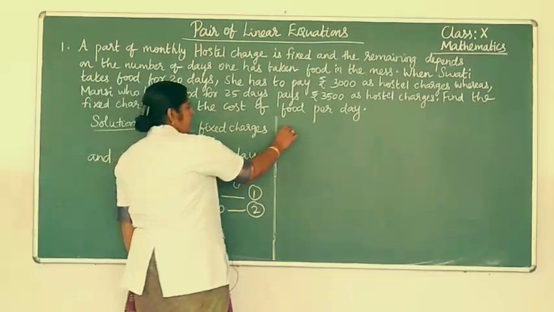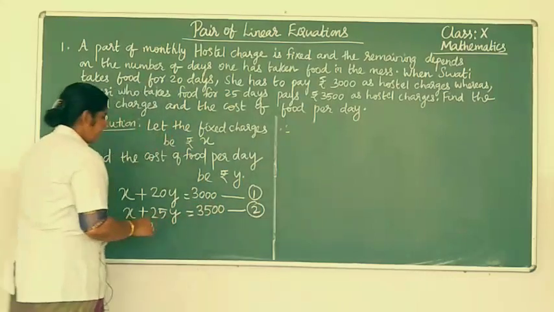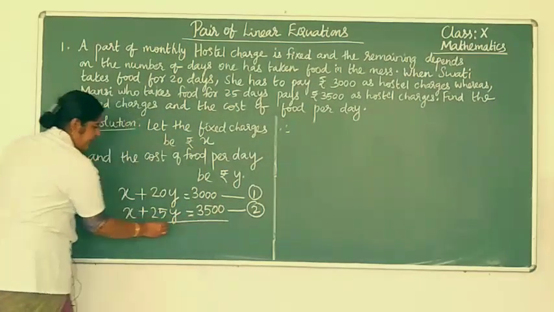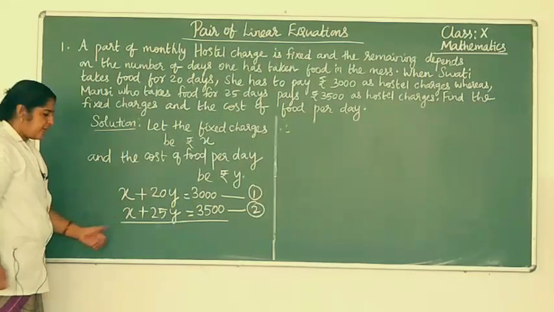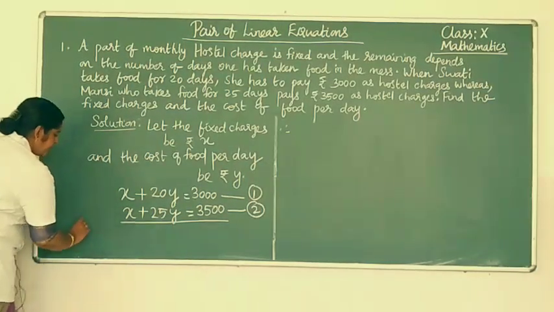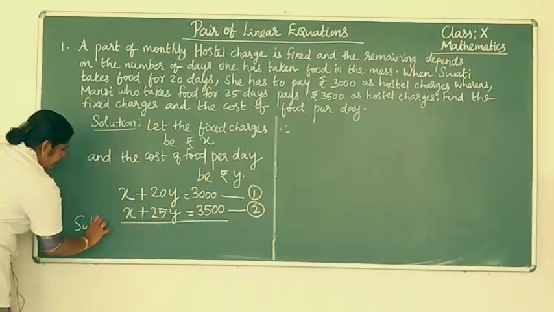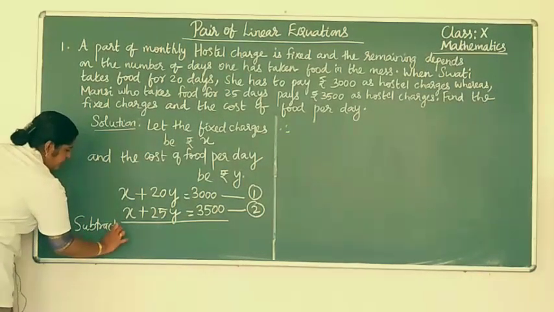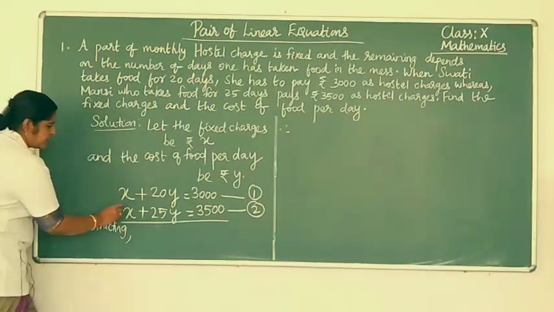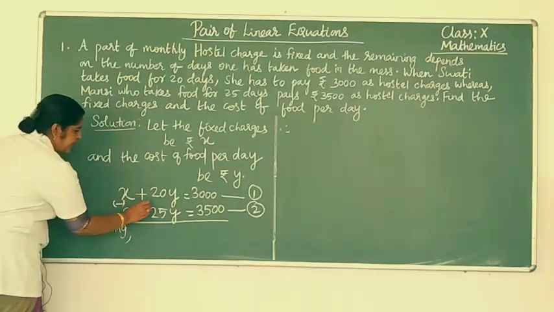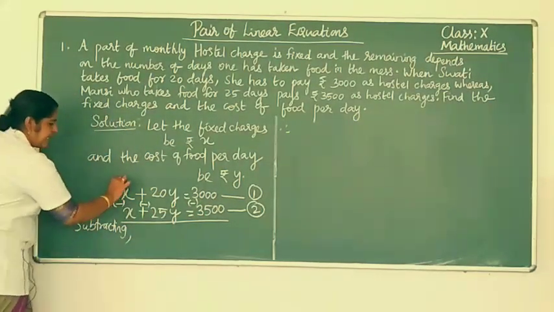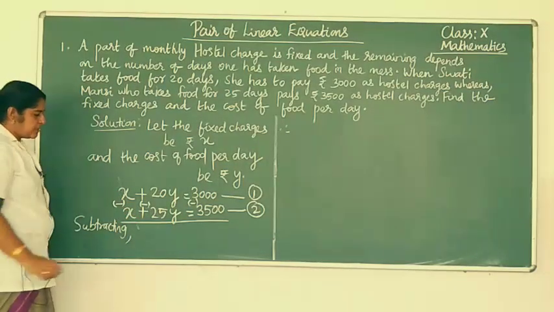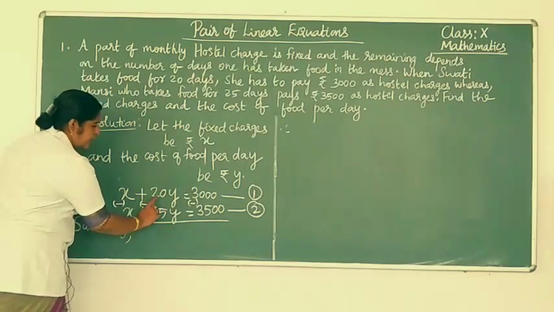So therefore here you see, when you apply the elimination method, these are having the same sign. So in order to change the sign of the second equation, we can do subtraction. So subtracting, change the sign, minus, here also minus. So we can easily eliminate the variable x.